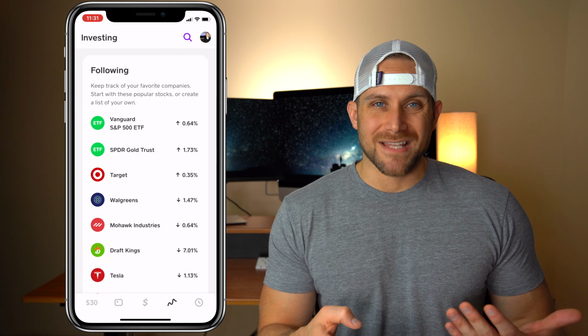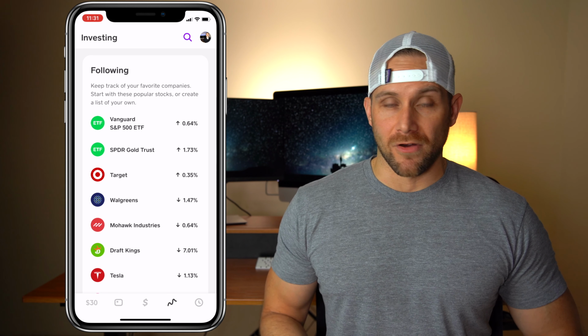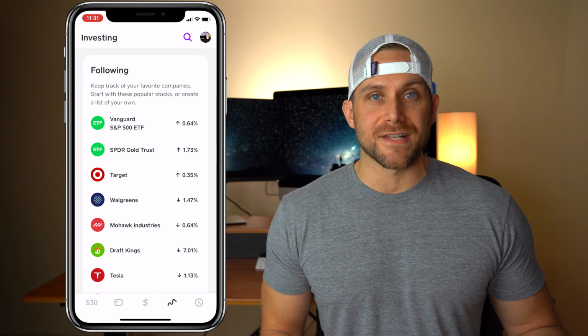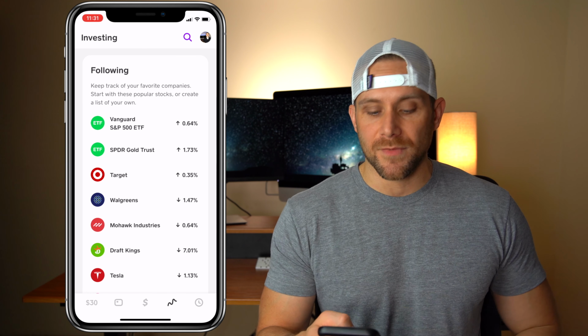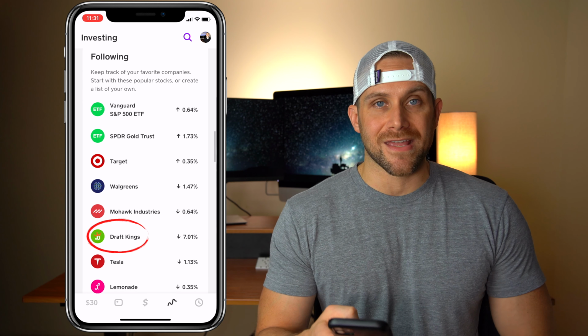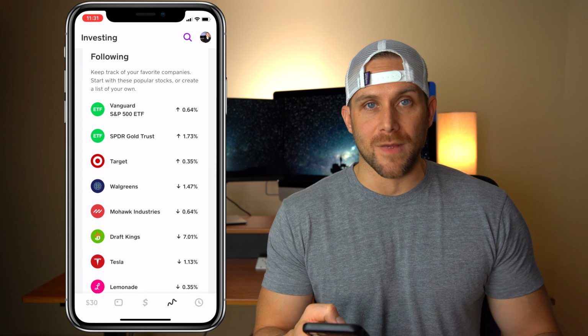Now these are all the companies that I'm following. I'm not necessarily saying that I'm ever going to buy any of these. For whatever reason in the past, I've wanted to keep an eye on them. That's why I clicked the follow button on some of these. So as you can see, there's DraftKings right there. So they went right to my following list.